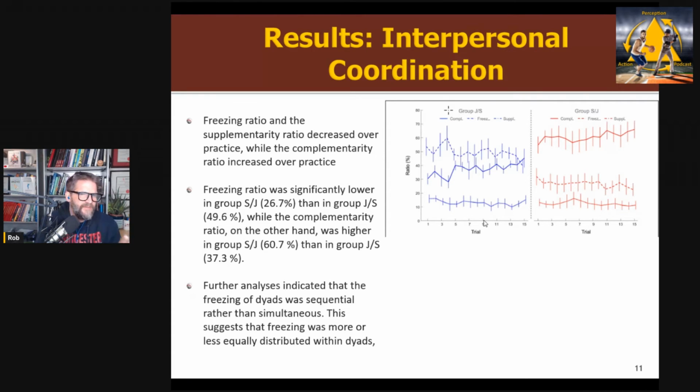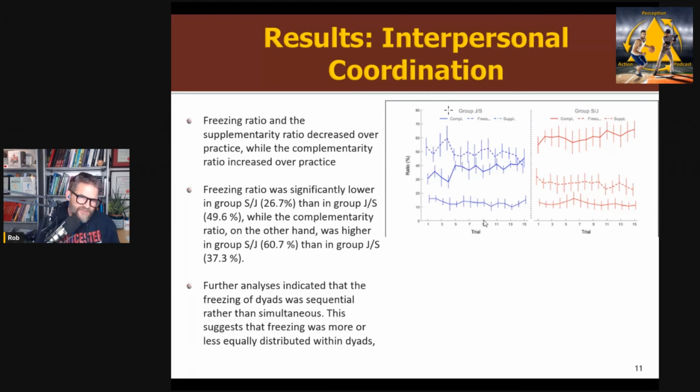Okay, so one person not moving or both people moving in the same direction decreased over practice, which is what you might expect. It's freeing degrees of freedom, starting to develop synergies, which was also seen in the complementary ratio, which increased over practice. The freezing ratio was significantly lower in the SJ group when they were performing the joint task. It was only seen on 26.7% of the trials time, whereas for the group that went from joint to solo, it was significantly higher, almost 50%.